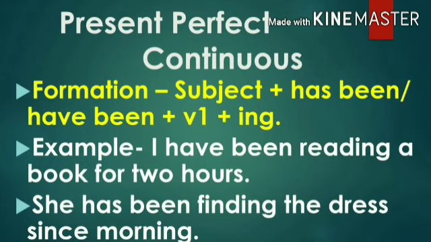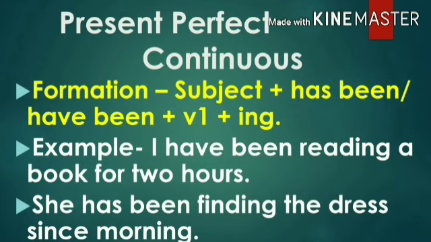Example, I have been reading a book for 2 hours. Here I is the subject, with I we use have been plus reading. Here read is the V1, with read plus ing. So reading a book is the object, for 2 hours.